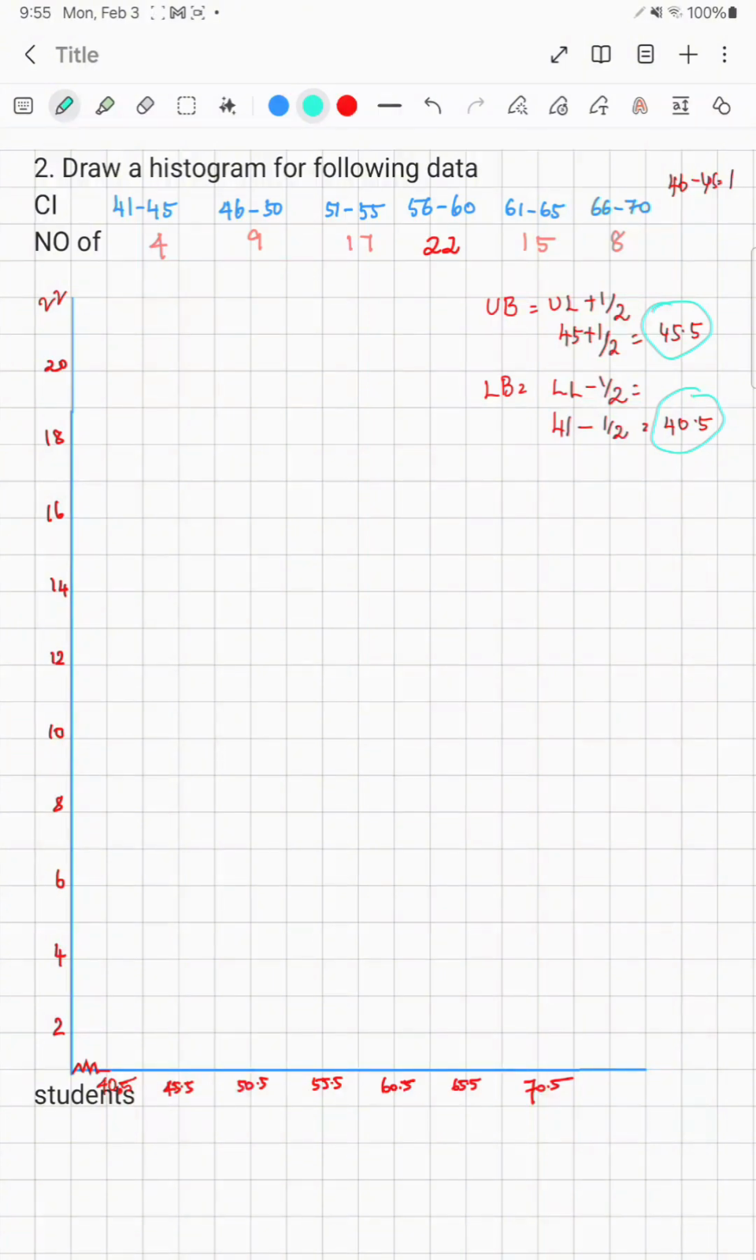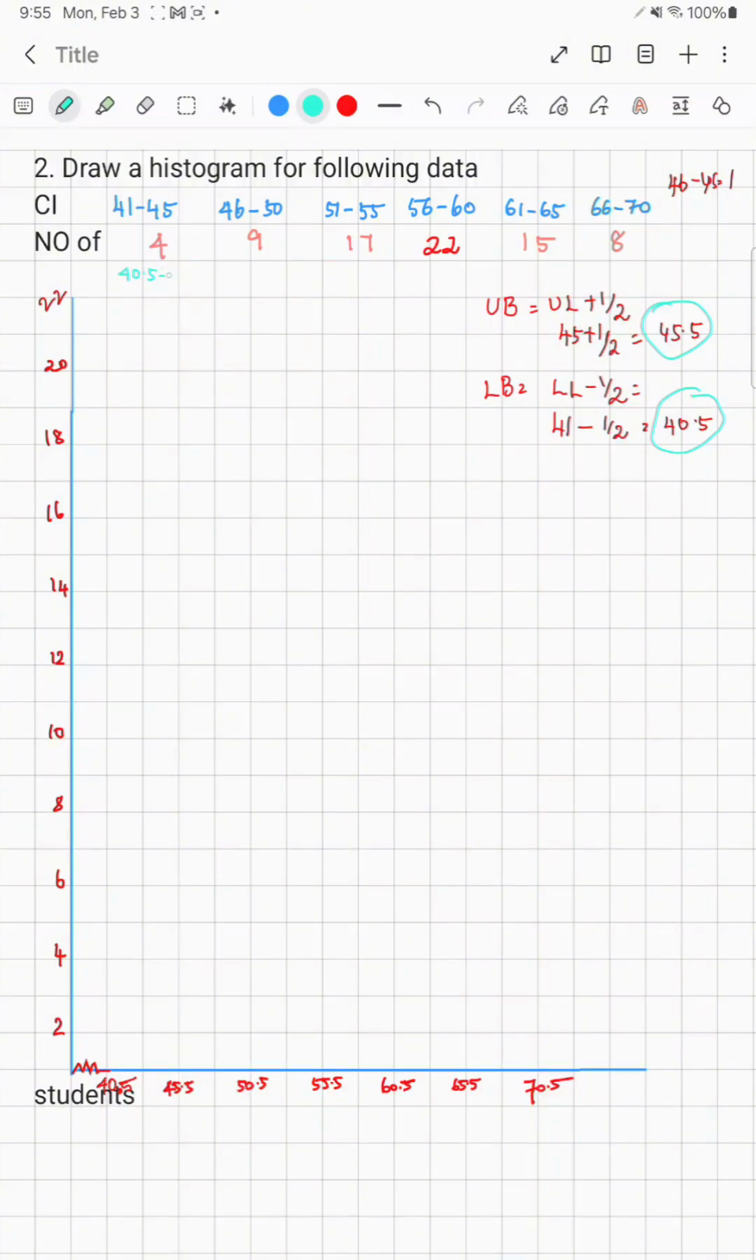Okay, two things. First, check whether it is continuous. If not, find the upper boundary and the lower boundary. Next, it should be converted for all the data, not only for the first one, the whole table should be converted, and then we have to write it. If you want, I will write it for the other intervals. Okay, here I will write it down.